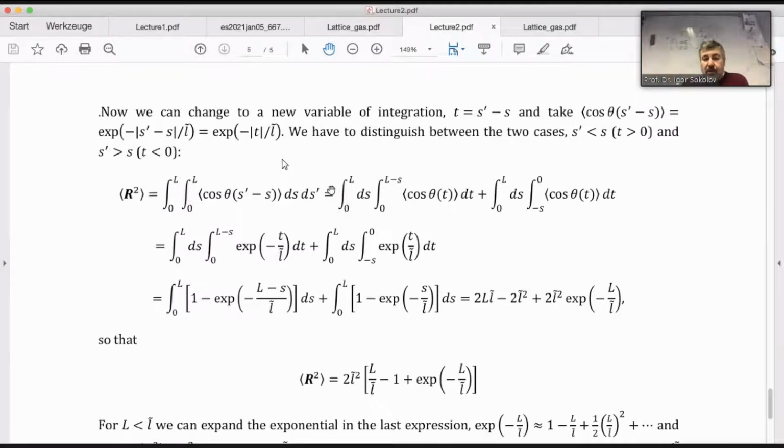Now what I do here is I separate this integral into two. I introduce a new variable, which is s prime minus s, this distance. Because essentially, then I can integrate over the distance. s is the coordinate of the beginning.